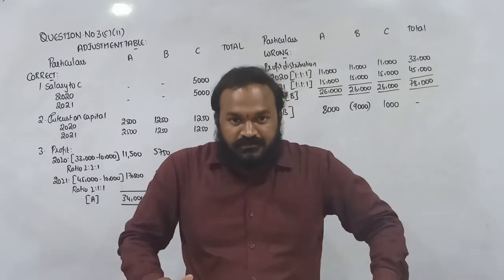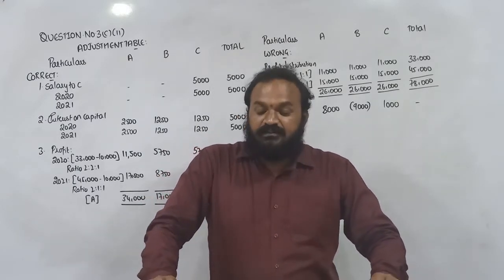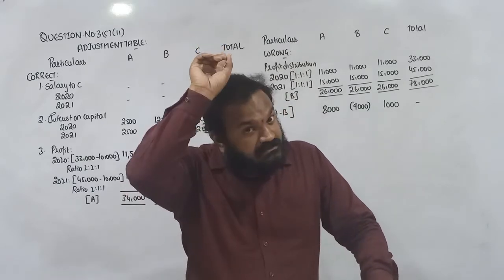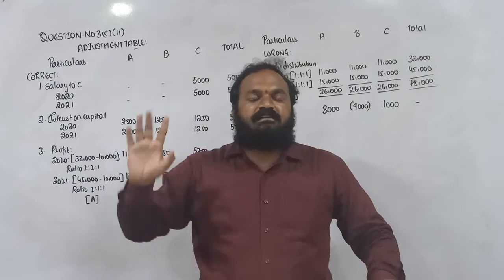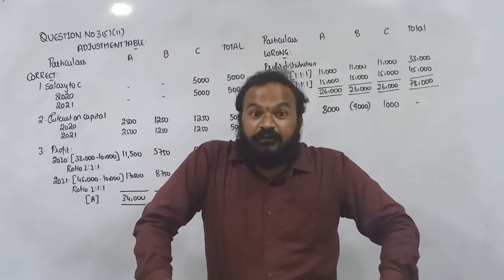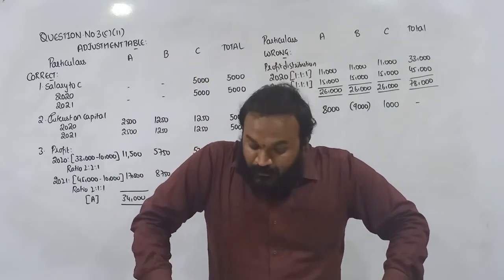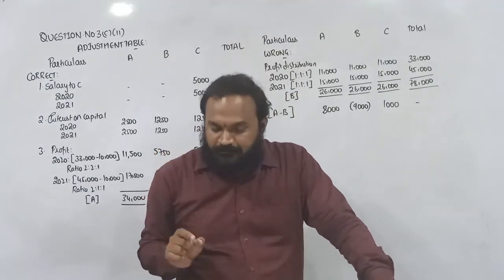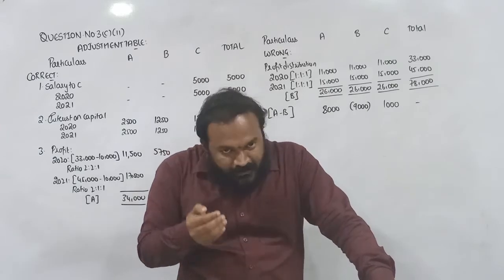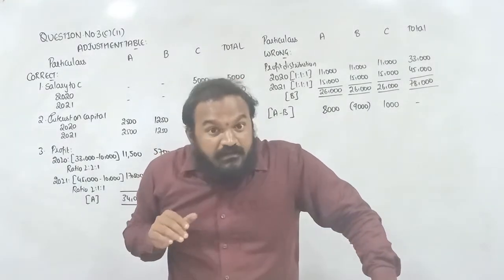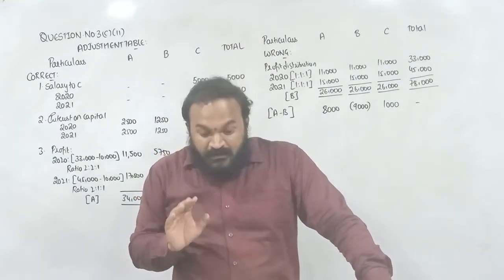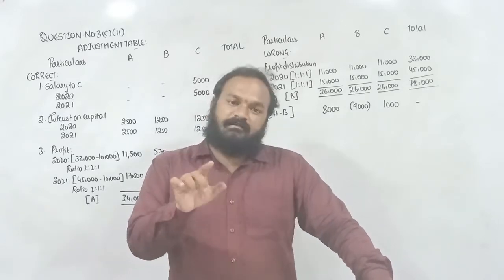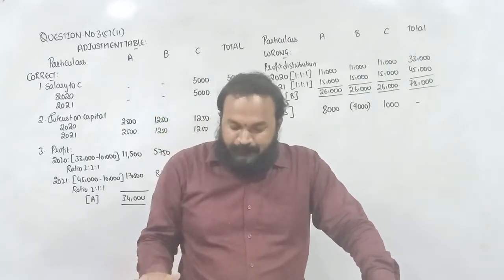As per the provisions of the partnership deed, C was entitled to a salary of 5,000 per annum. C is the only person entitled to receive a salary of 5,000, not per month, per annum. All the partners were entitled to receive interest on capital at the rate of 5%. So 50,000 into 5%, 2,500 will be the interest on capital for A. 25,000 into 5%, 1,250 for B and C, since the capital was the same.